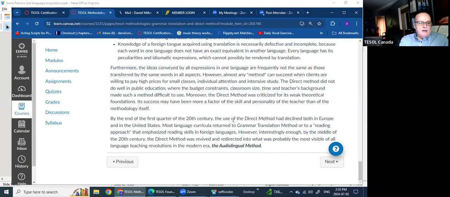Why do you think the direct method declined in the first quarter of the 20th century? Why do you think they would have returned to the grammar translation method? In the United States and Europe, think of the first part of the 20th century. Think of it economically.